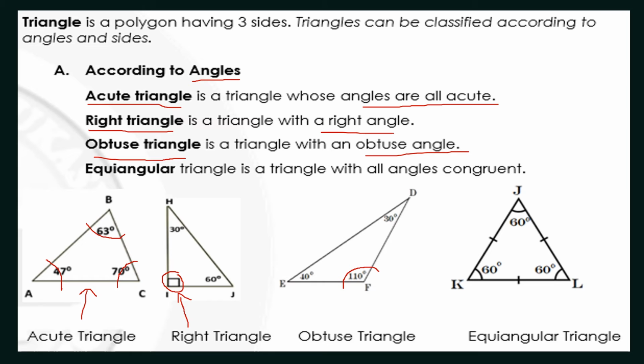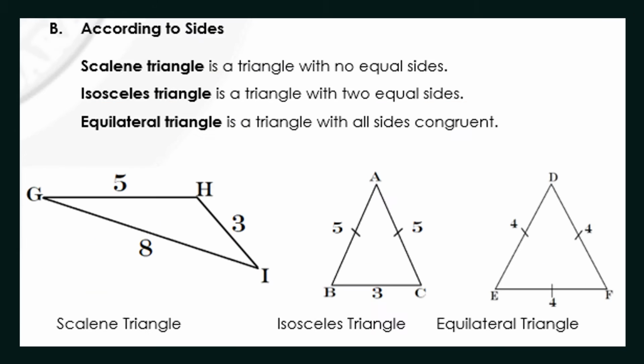Okay? And lastly, yung equiangular, meron daw siyang parehong sukat ng lahat ng angles. So, kaya meron siyang tigigisang symbol dito. Ibig sabihin, pare-pareho lang sila ng sukat. Okay? We also have triangles according to sides. So, the first one is what we call scalene triangle. It has no equal sides.